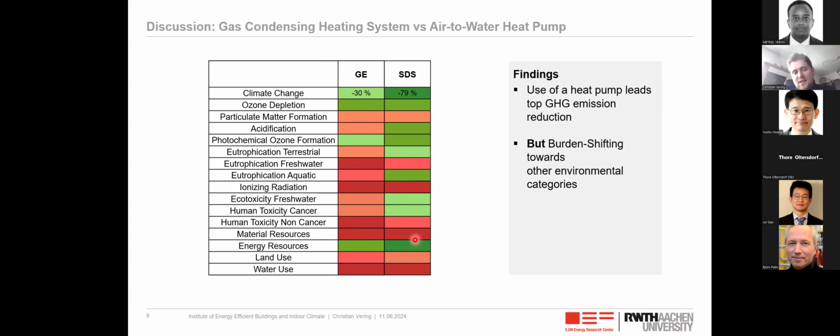And in addition, for land use and water use, the land use correlates to the photovoltaics and the wind turbines we need to make this electricity mix. So these are points that we cannot avoid today. And this is called burden shifting. So we changed the technology to heat pumps, and it's getting worse in some categories. So we have still some work to do to solve all these problems in the long term.